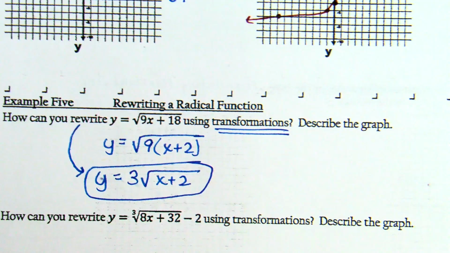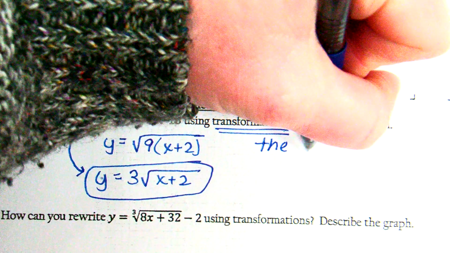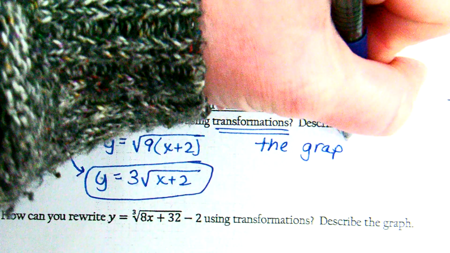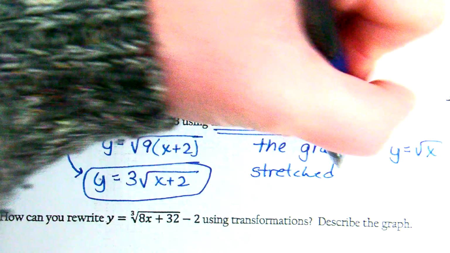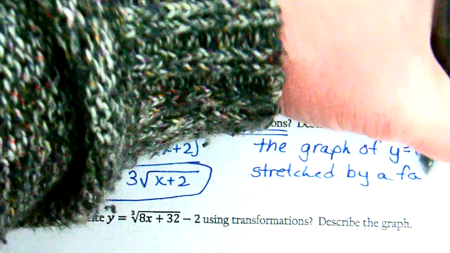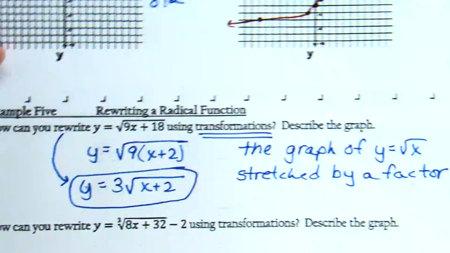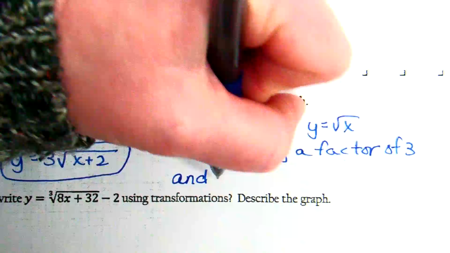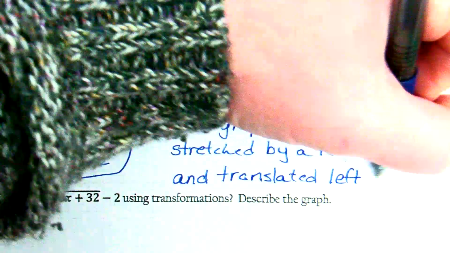Okay, so I'm going to put that in words. Describe the graph. Well, first of all, it's going to be the graph of y equals the square root of x. Because you have to tell me what graph we are starting with here. And it's going to be stretched by a factor of 3 and translated left 2 units.